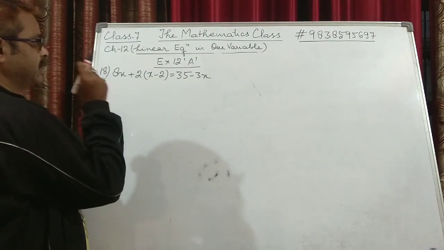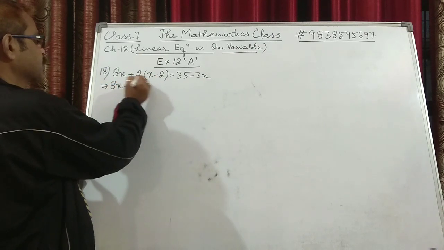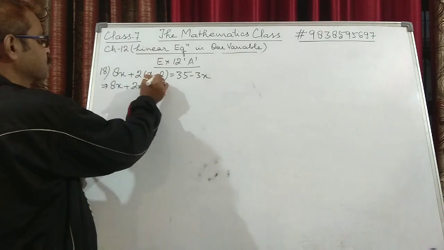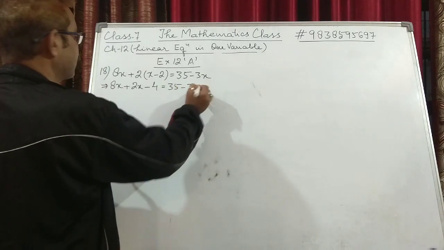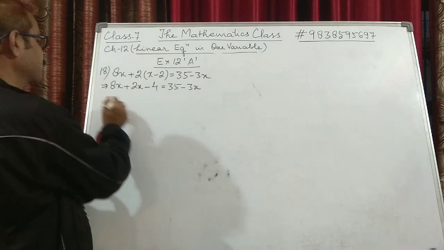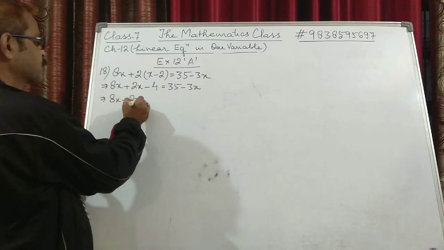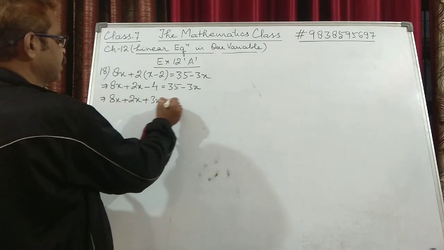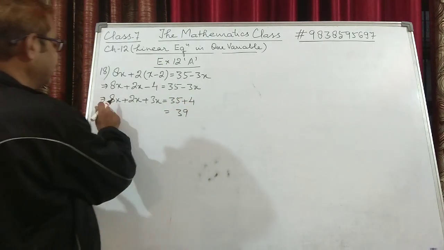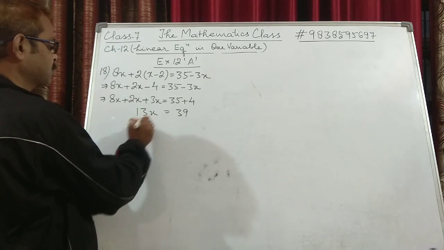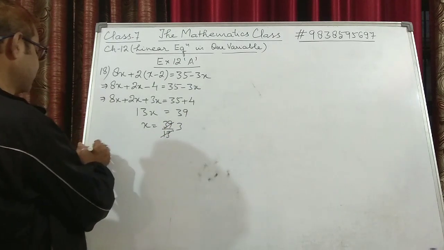First of all, we need to open the bracket. So it will be 8x plus 2x plus 2 into minus 2 is minus 4 is equal to 35 minus 3x. Now all the variables to one side and constants to the other side. So this minus 3x comes to the side will become positive. So 8x plus 2x plus 3x is equal to 35 plus 4, that is 39. 8 and 2, 10 and 3, 13. 13x is equal to 39. x is equal to 39 upon 13, that is 3, the final value.